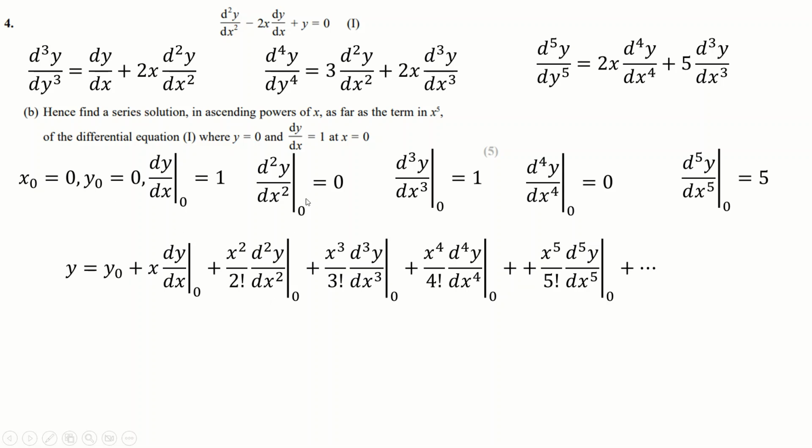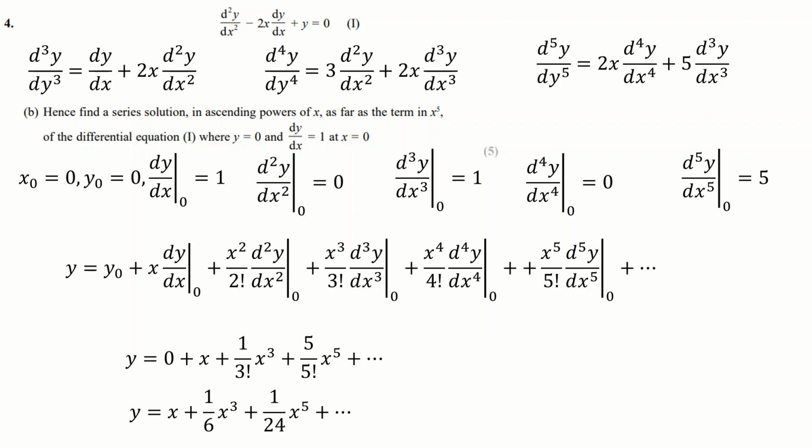We have 0 of these. We have one of those, 3 factorial over 3 factorial. And then we have 0 of these, and we have 5 of those over 5 factorial. 5 over 5 factorial is just 1 over 4 factorial. 4 factorial is 24, and we'll get an answer that looks a bit like this.